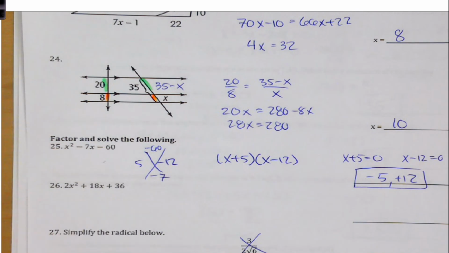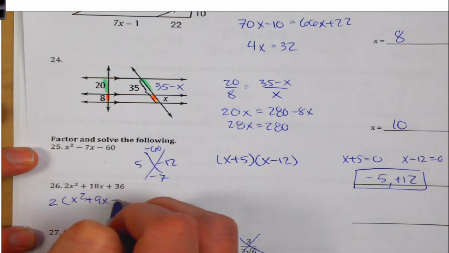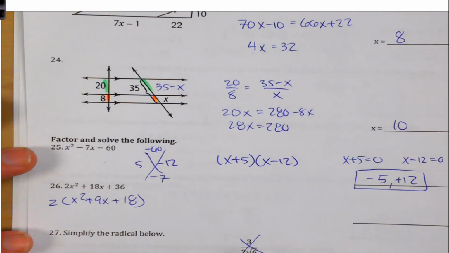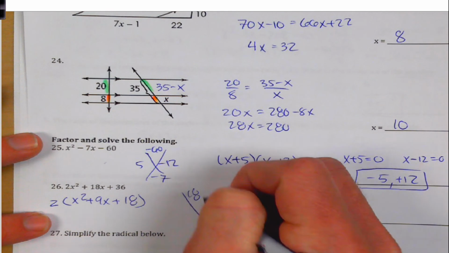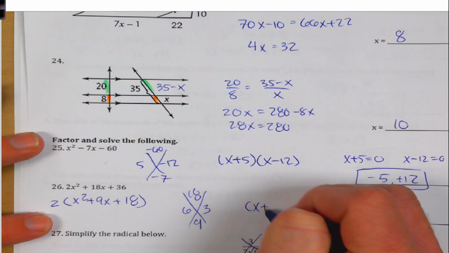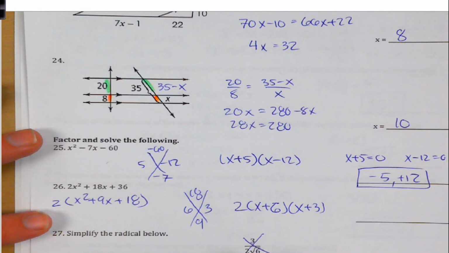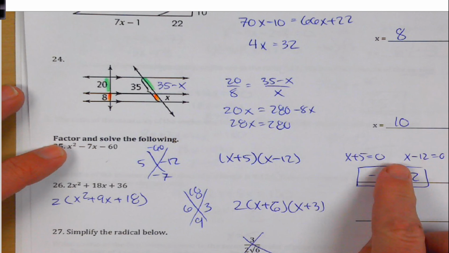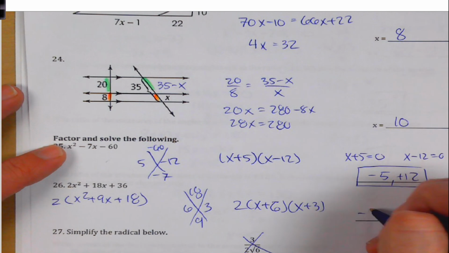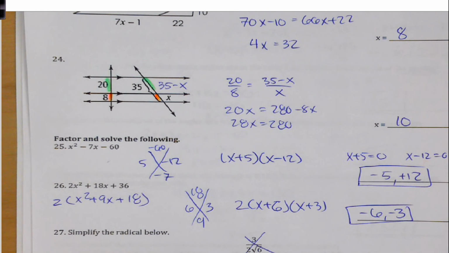This one we can divide everything by 2, so we get 2 to come out. X squared plus 9x plus, that's going to be 18, I think. So what numbers multiply to 18 but add to 9? I believe that's going to be 6 and 3. So we get x plus 6, x plus 3. There's a 2 out in front, but we got to solve for it, so we just set these equal to 0 like we did here. We can get the opposites of negative 6 and negative 3. And that is it.